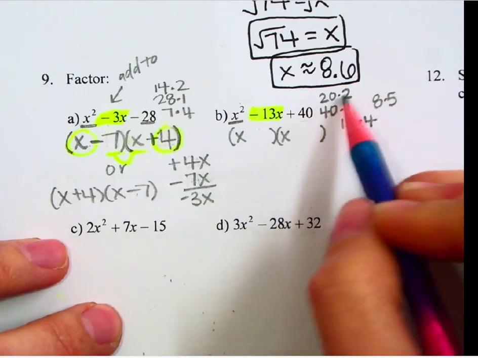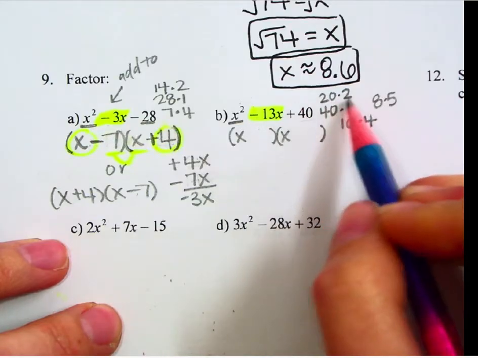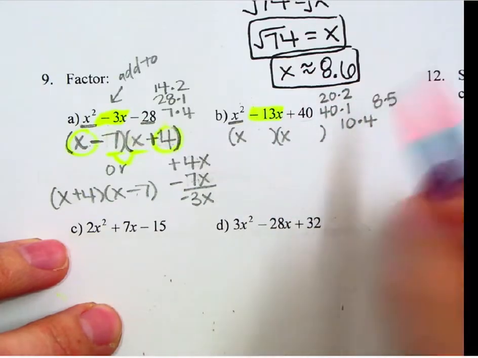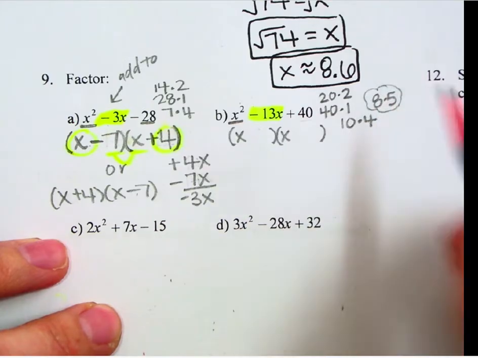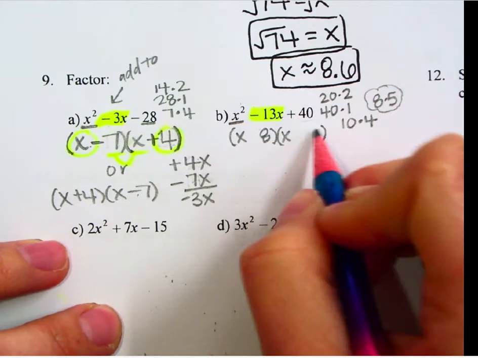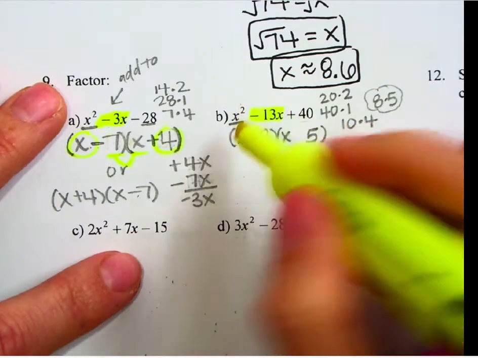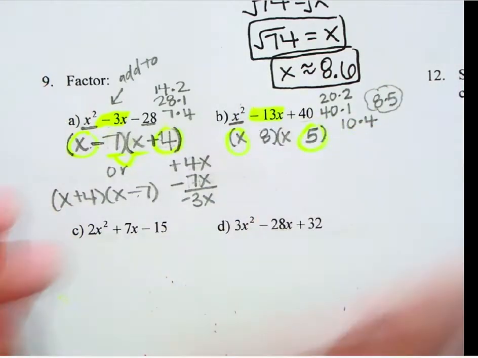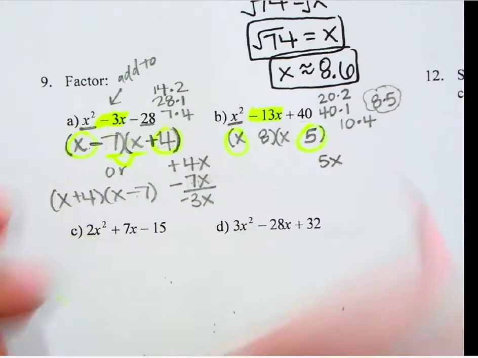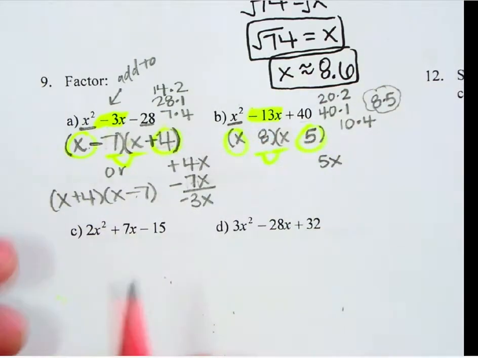So when I look at these numbers, I'm thinking of how they can add or subtract to get to 13, and the only ones that would work would be 8 and 5. So I'm going to put 8 times 5. These are numbers that multiply to give me 40, and I'm following my procedure where I multiply the outside terms to get 5x, the inside terms to get 8x.